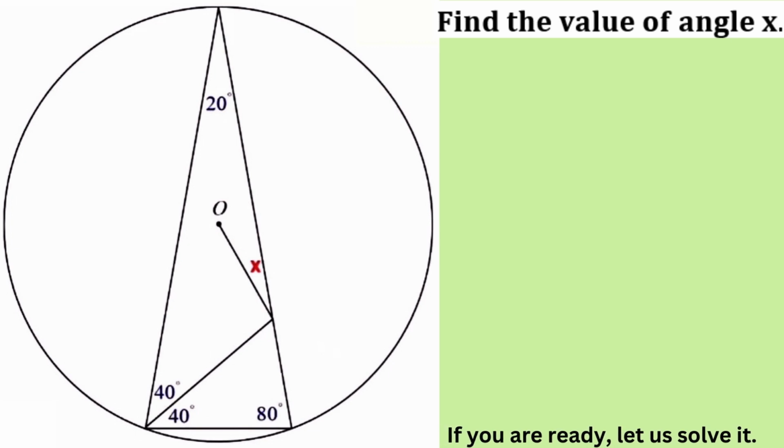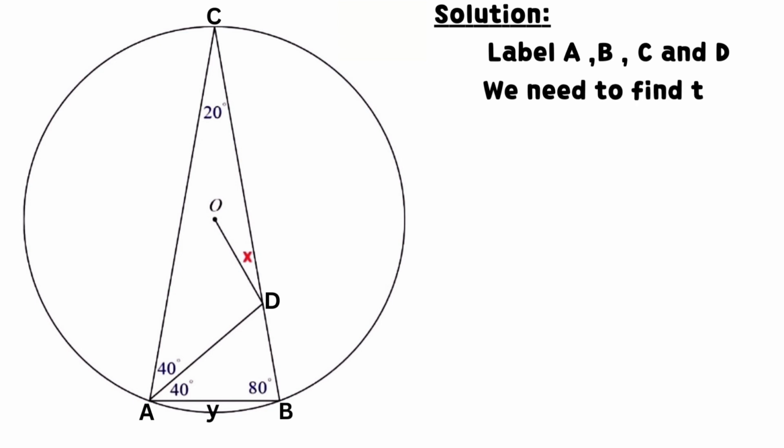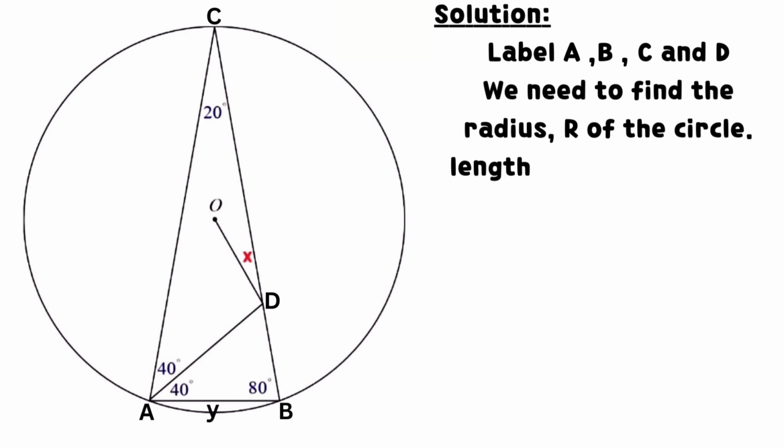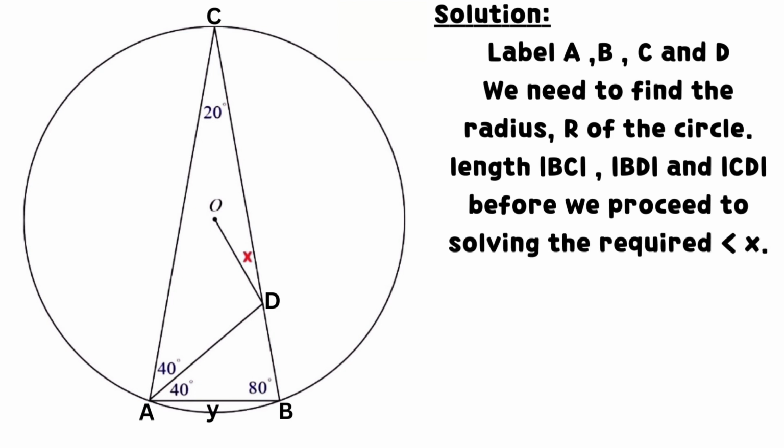Required to find the value of angle x from the given figure. Label A, B, C and D. We need to find the radius, r of the circle, length BC, length BD and length CD before we proceed to solving the required angle x.